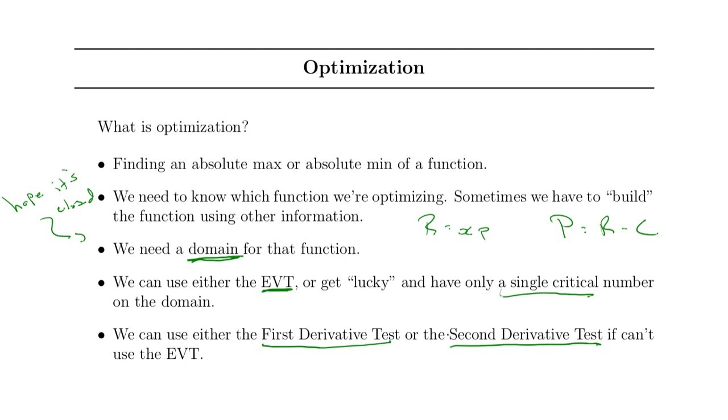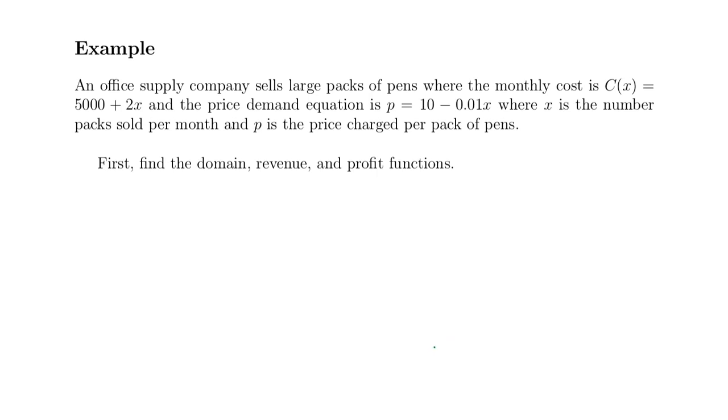So what we want to do is go through an example and just kind of show you how this works, what we're really looking for. So here's our example. We've got this office supply company that sells large packs of pens where the monthly cost is C of X equals 5,000 plus 2X, and the price demand equation is P equals 10 minus 0.01X, and X is the number of packs sold per month, and P is the price that we're charging for there.